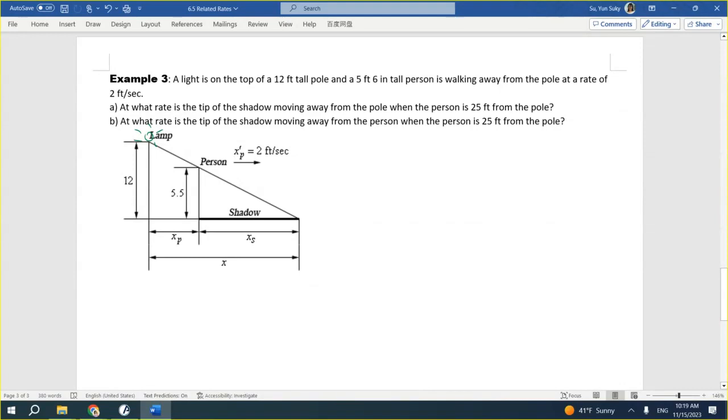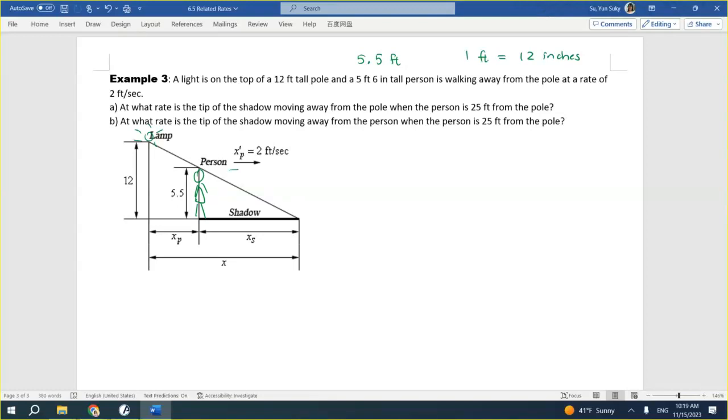So how many inches in a foot? 12. So 1 foot equals 12 inches. So 6 inches is like 0.5 feet. So this is like 5.5 feet. All right, everybody? So we have the person right here, 5.5 feet, and it's walking away from the pole.